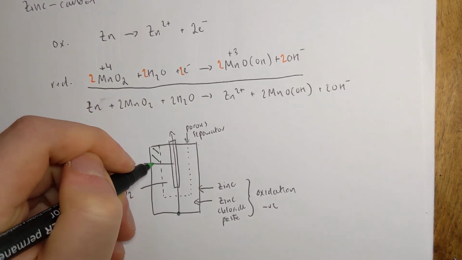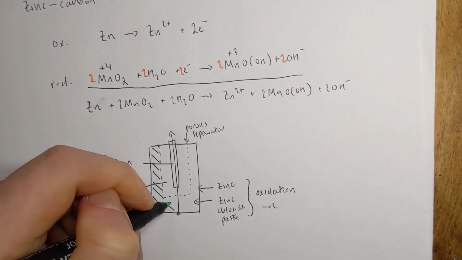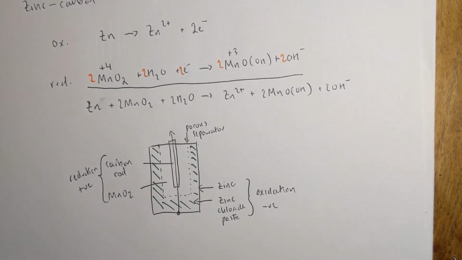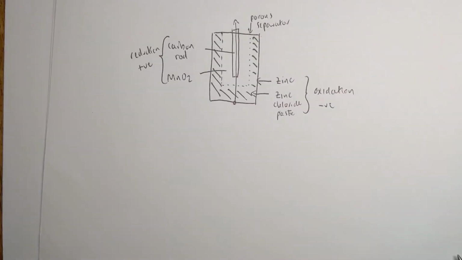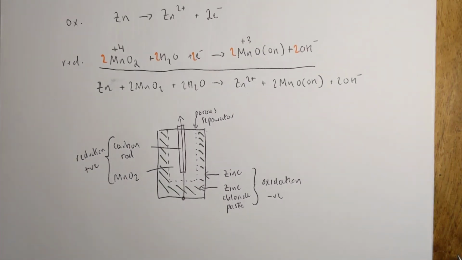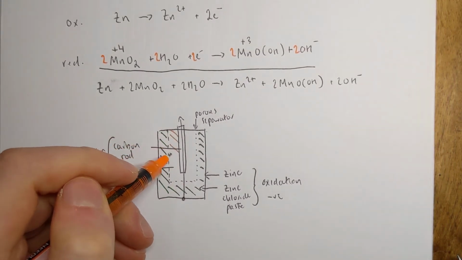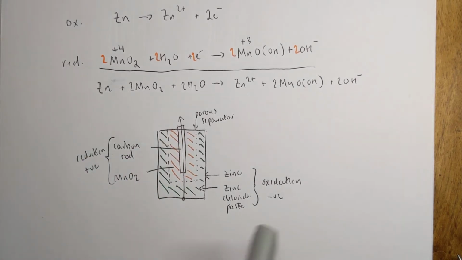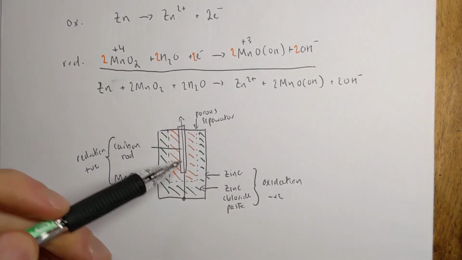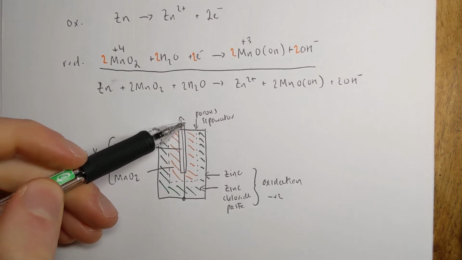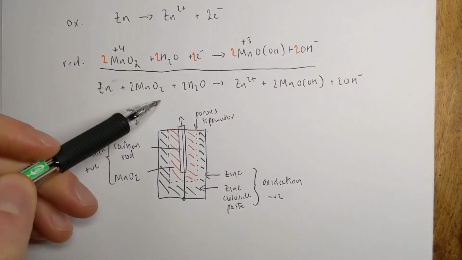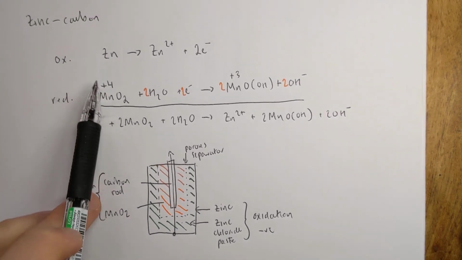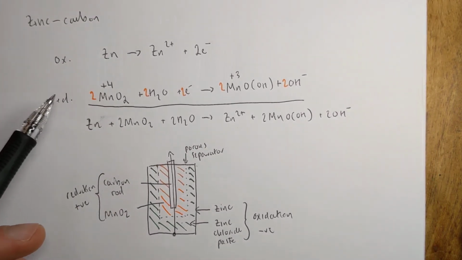So everything around the outside with your zinc and zinc chloride paste is where oxidation is taking place. Everything on the inside, where you've got your manganese oxide, that's where the reduction is taking place. So you've got electron movement basically from the outside to the inside through that graphite rod and out the other side, and that will allow current to flow around your circuit. And again, those two parts are represented by these two half equations, which we looked at already.